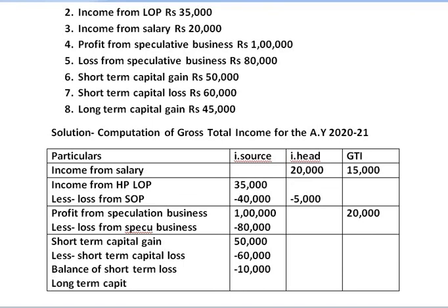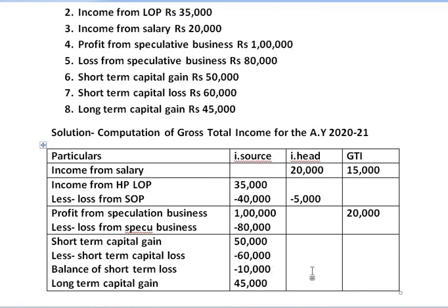Long-term capital gain. We all know that short-term loss can be set off against long-term capital gain, but long-term loss cannot be set off against short-term capital gain. So the short-term loss of rupees 10,000 can be set off against the long-term capital gain of 45,000. From this 45,000, the balance of loss, which is 10,000, is deducted.